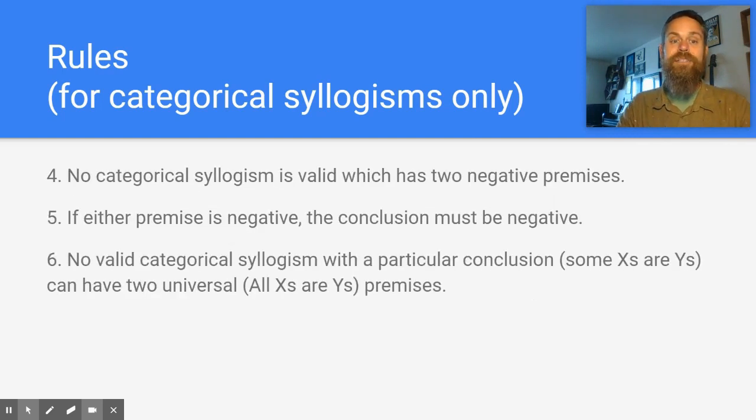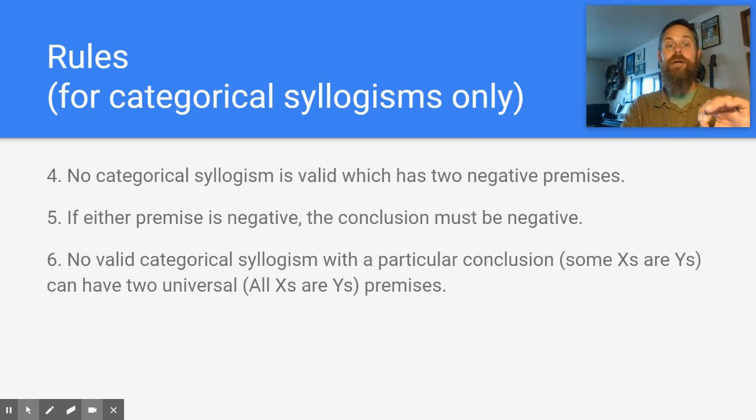No categorical syllogism is valid which has 2 negative premises. So we cannot say no A are B, no B are C. Therefore, anything we conclude if it has 2 negatives is incorrect. So just remember that 2 wrongs never make a right. So no categorical syllogism is valid which has 2 negative premises. All right, passes that test, move on to rule number 5.